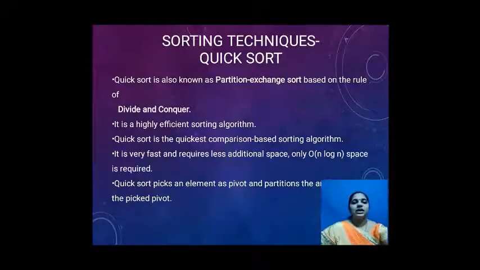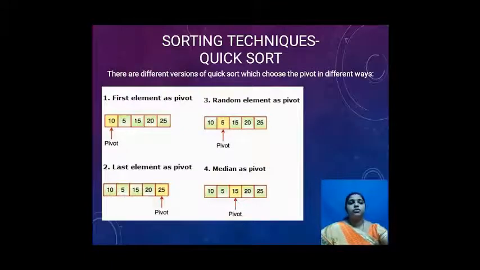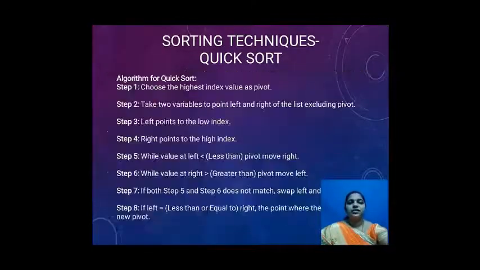How can we take the pivot element? There are four ways to take a pivot element: the first element of an array as a pivot, or the last element of an array as a pivot element, a random element in the array can be taken as a pivot element, and the median value can be taken as the pivot element. Here in our example, this is the algorithm for the quicksort method.